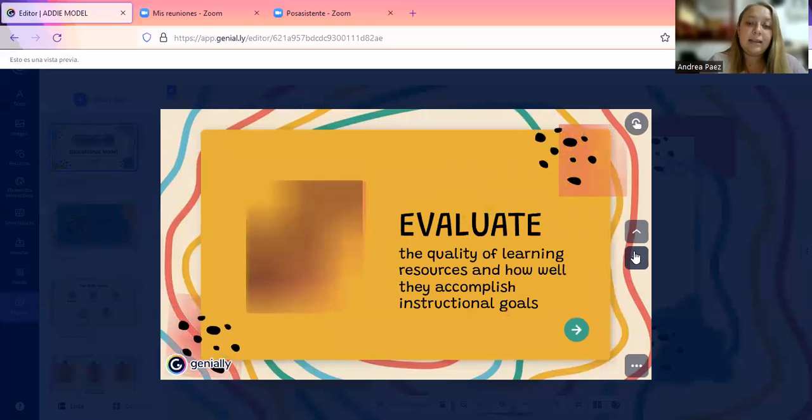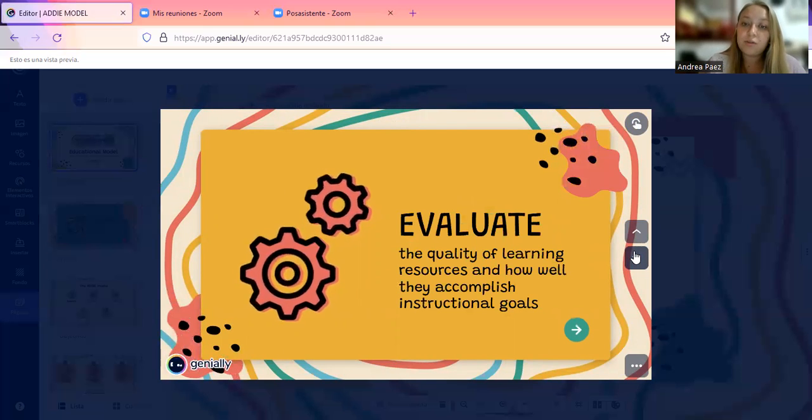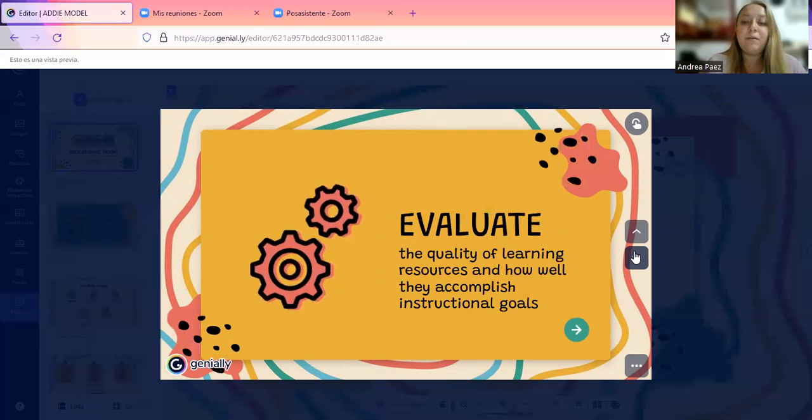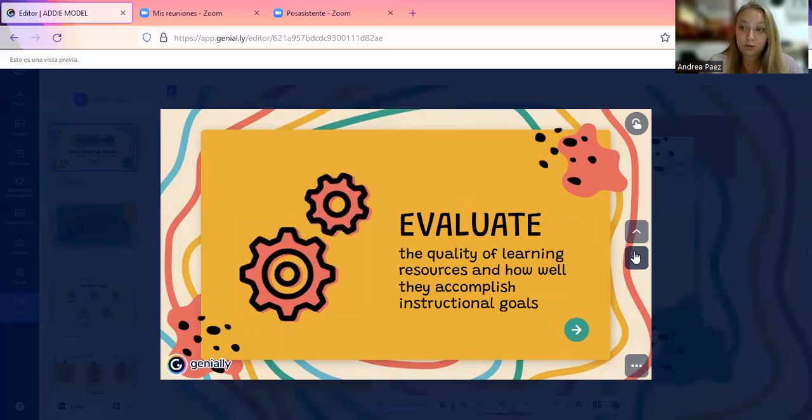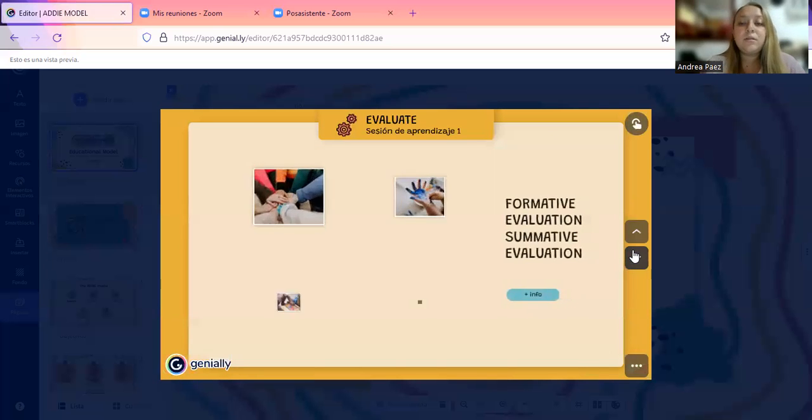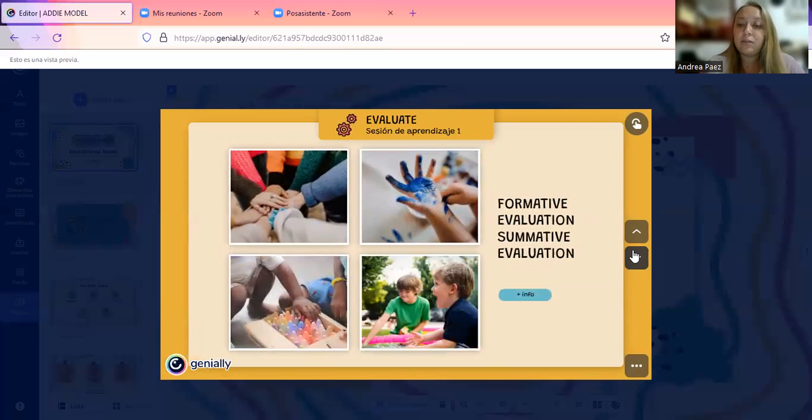Next, the final letter stands for evaluate. Evaluate the quality of learning resources and how well they accomplish instructional goals. And we are going to talk about formative evaluation and summative evaluation. The formative evaluation is conducted prior to implementation in order to determine whether the quality of learning resources satisfies the standards established in the first phase, in the design phase.